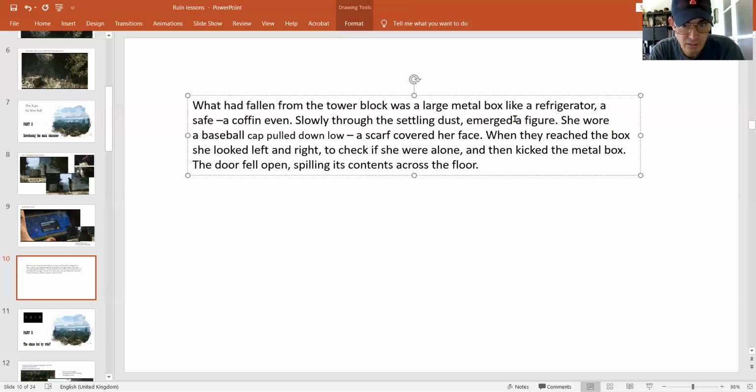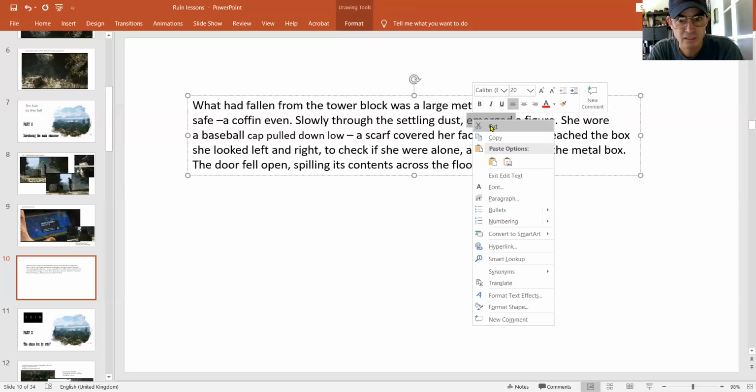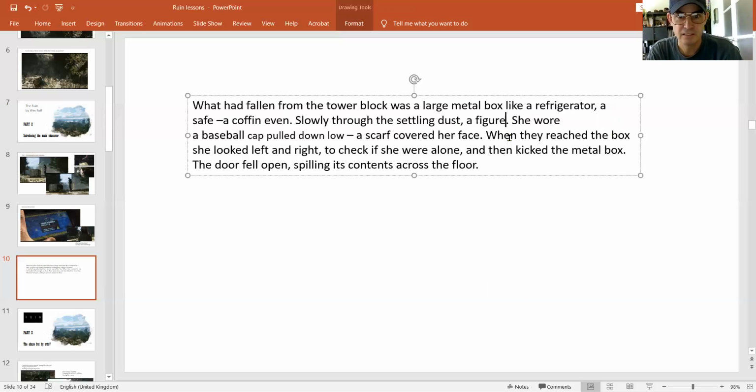I quite like this though. I was thinking about this. It's a great word. A figure emerged. Yeah, so putting that figure before the emerging just adds a little bit of mystique to the figure. All right. She wore a baseball cap pulled down low. That seems to be a bit smaller. Don't worry about that.